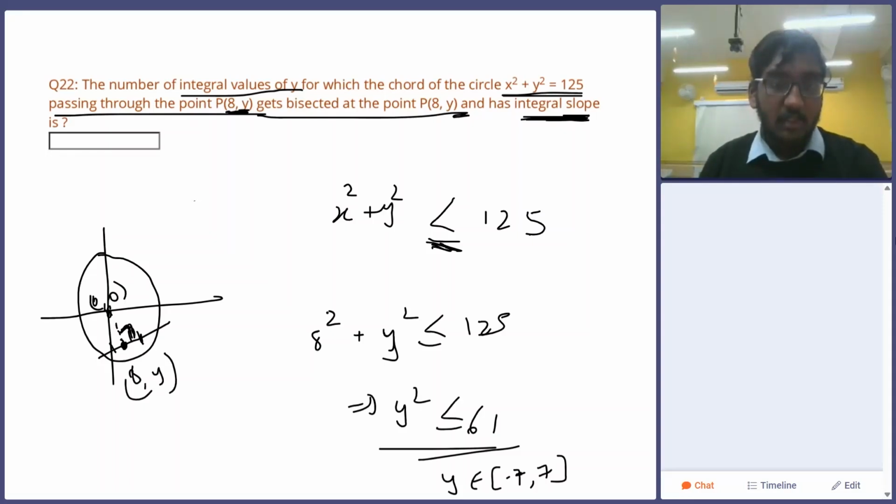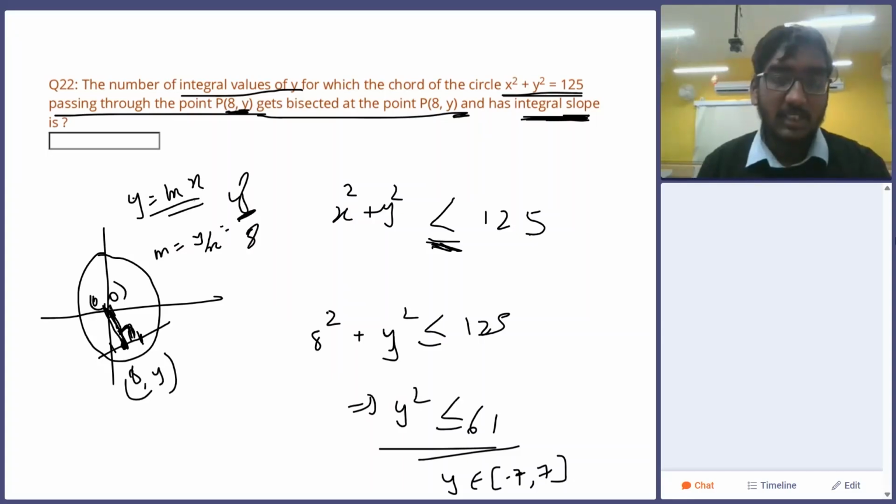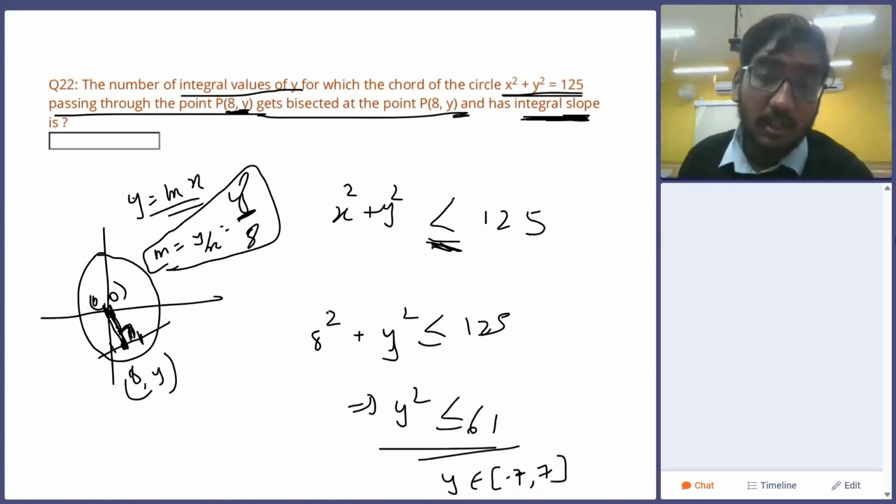First, what is the slope of this line? This line clearly passes through the origin. Practically speaking, (8, 1) should be on the other side, but no problem, for diagrammatic purposes this is fine. So what will be the slope? This passes through the origin, so it resembles the equation y equals mx. So m will be y by x, that is y by 8. This is the equation of the line joining the center and the chord, and this is its slope.